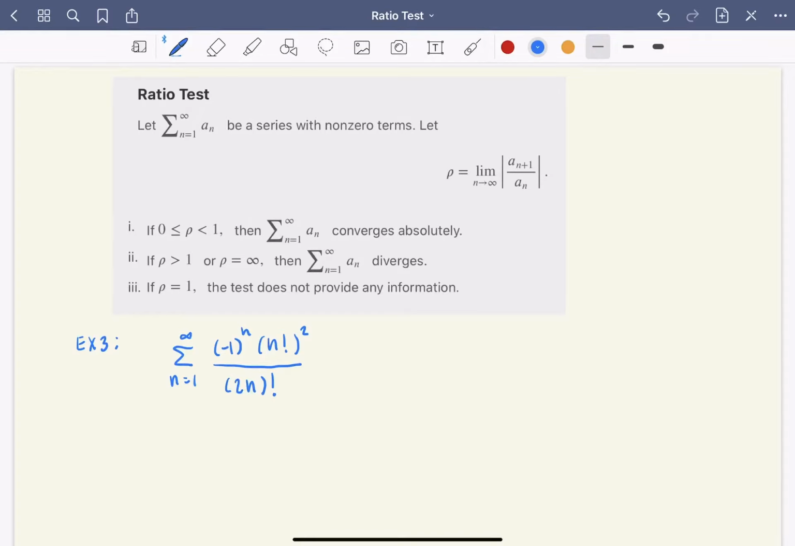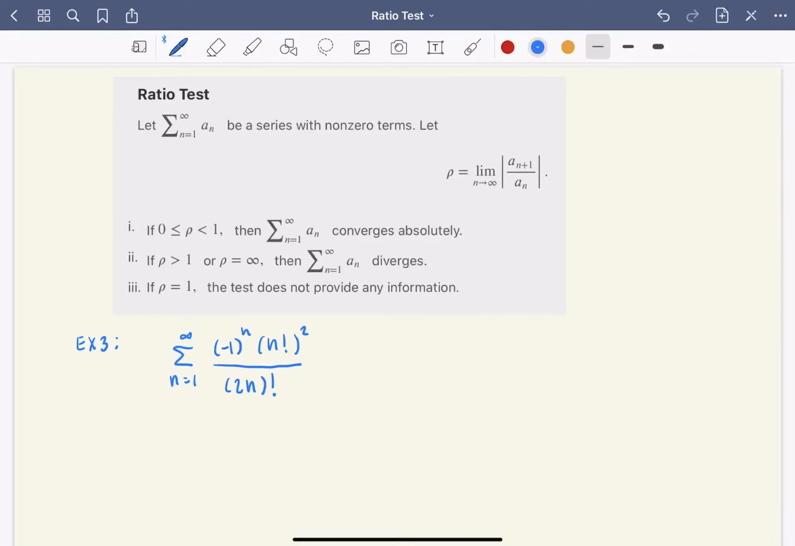Hi everyone, in this video we're gonna talk about how to use the ratio test to check the convergence of this infinite series. Alright, so for the ratio test, we start with finding the limit of this ratio, absolute value of a_{n+1} divided by a_n. And if the ratio is less than 1, then the infinite series converges absolutely. And if the ratio rho is greater than 1, then the infinite series diverges. And if rho is equal to 1, then the test is inconclusive.